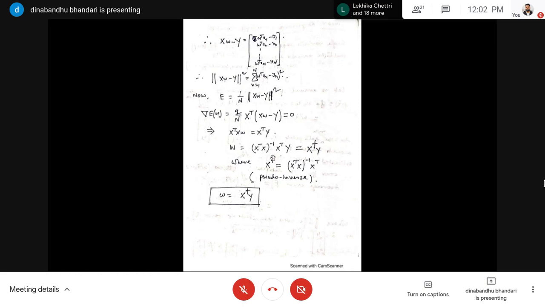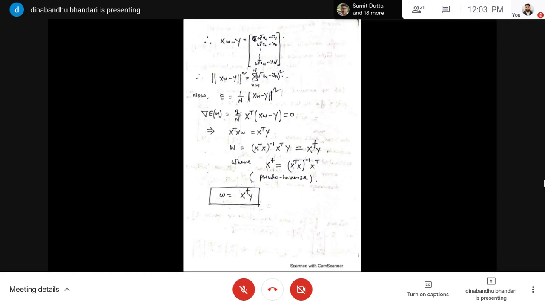Okay, and you see this whole expression I have written as X dagger Y. X dagger is X transpose X inverse X transpose, and this is called the pseudo inverse. You see that X is n cross d plus 1, and X transpose X will be a d plus 1 cross d plus 1, right? This is a square matrix. X is a huge matrix.